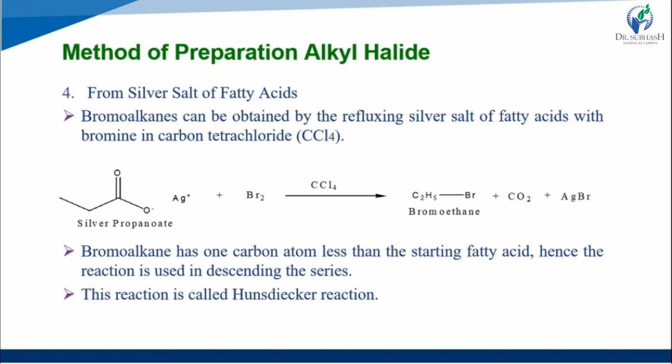Making bromoethane, and CO2 and AgBr are liberated. The bromoalkane has one carbon atom less than the starting fatty acid, and hence the reaction is used for descending the series. So this reaction is called the Hunsdiecker reaction. Hunsdiecker reaction, that is a named reaction also.